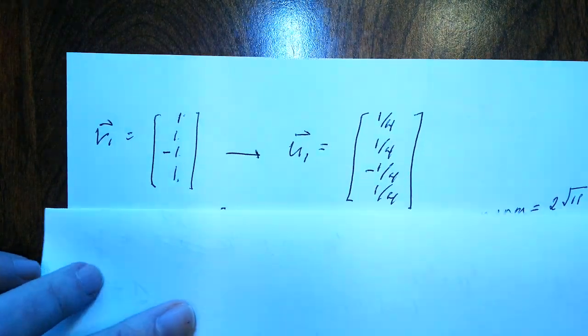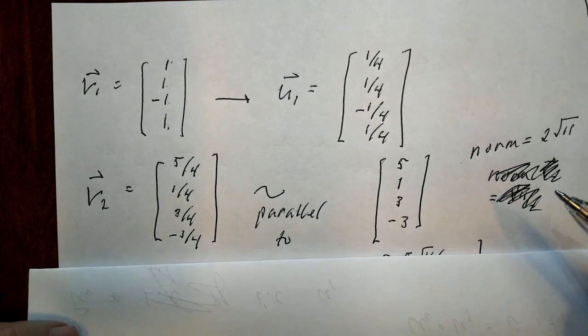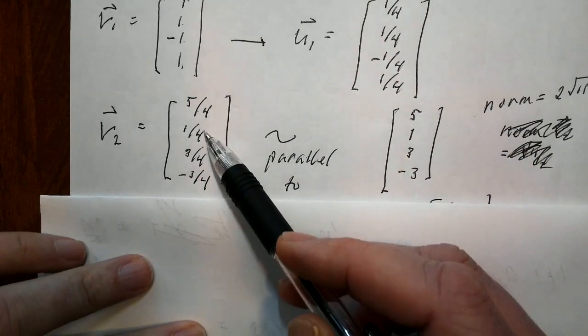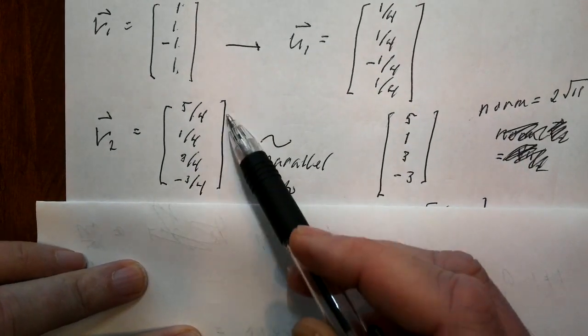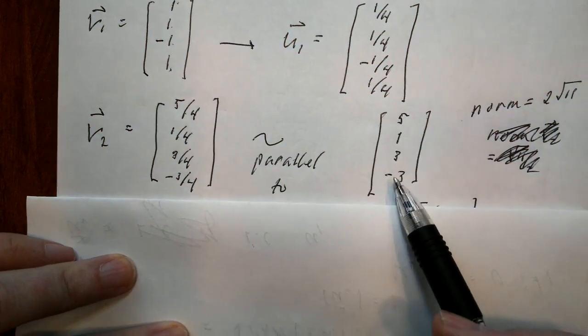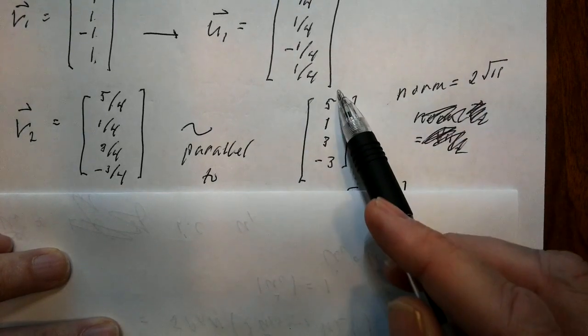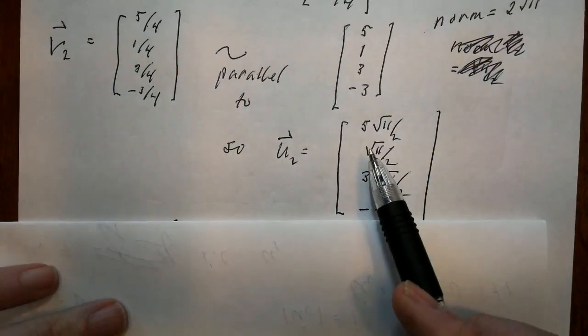v1 is that vector. We normalize it, we get 1/4, 1/4, minus 1/4, 1/4. Here's v2: 5/4, 1/4, 3/4, minus 3/4. Forget about the 4s for a moment. This is parallel to 5, 1, 3, negative 3, whose length is 2 over root 11. So we can take these entries, divide by 2 over root 11 to get our vector u2. That's the second vector in our orthonormal basis.